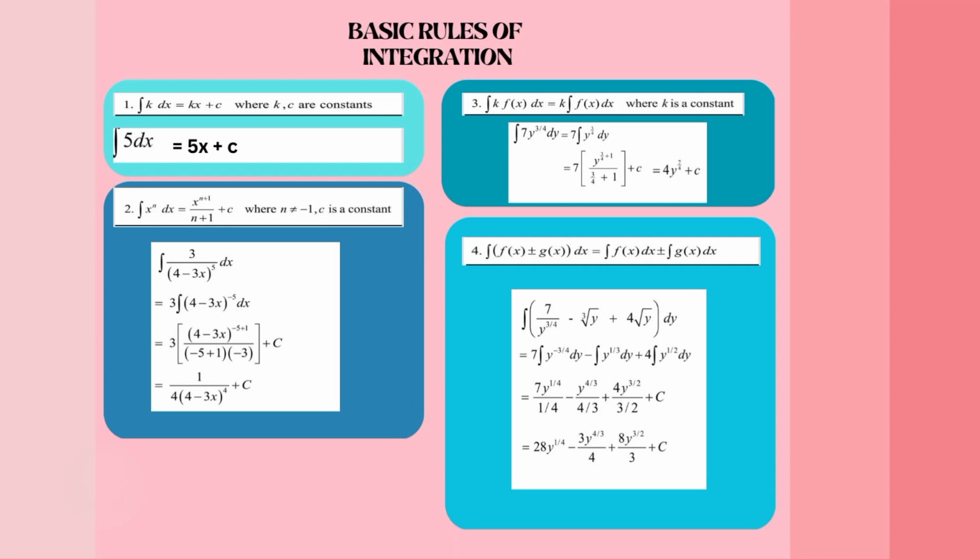Next one is, integrate x power of n dx, you will get x power of n plus 1 divided by n plus 1. The third one is, integrate a constant times f(x), you can bring the constant to the front. Last but not least, given integrate f(x) plus minus g(x), you can separate them and integrate one by one.